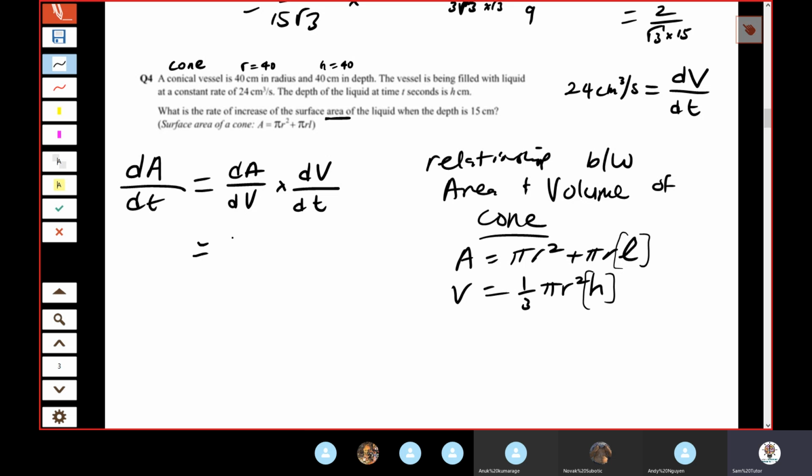So you're going to break it up. What are we going to break it up into? dA on what? What would these two letters be? Area with respect to what? And volume with respect to what? Say it again. Time. So if you've got this, somehow you've got to find a relationship between area and time. Do you have a relationship between area and time? No. So what should it be?